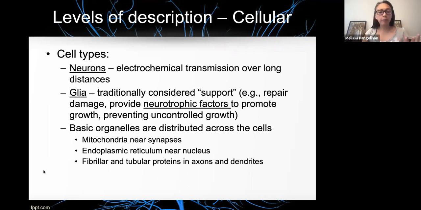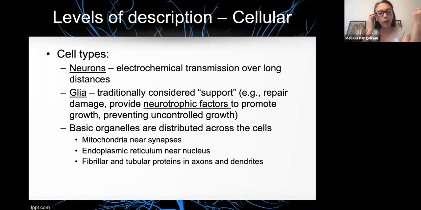We tend to see some of the basic organelles that we see in other cells, so mitochondria, endoplasmic reticula, and different types of proteins that are important for developing structure. But what's interesting is that because the cellular structure of neurons in particular is kind of weird, they're not spherical, they're not these small structures, they're super elongated and they have a very weird morphology, we find that the organelles are distributed differently and where they're most needed.